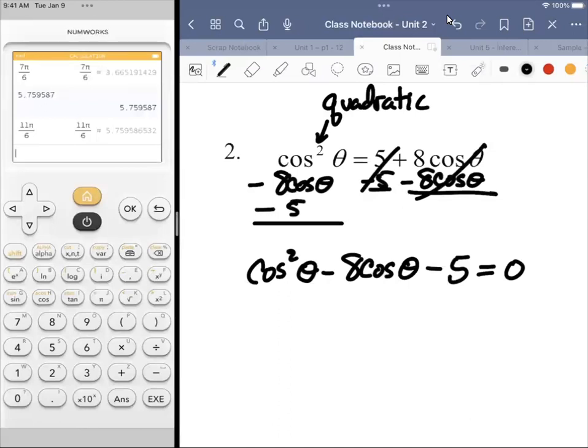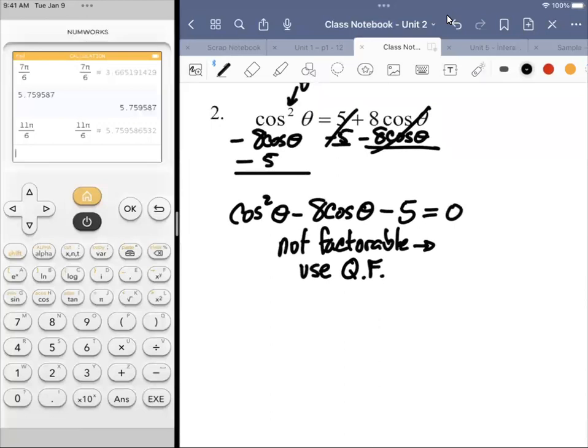All right. So when I go to factor this, since 5 is a prime number, the only possible factors of 5 would be 1 and 5, positive or negative. There's no way you're getting from that to an 8. All right. So this is not factorable. Use the quadratic formula.